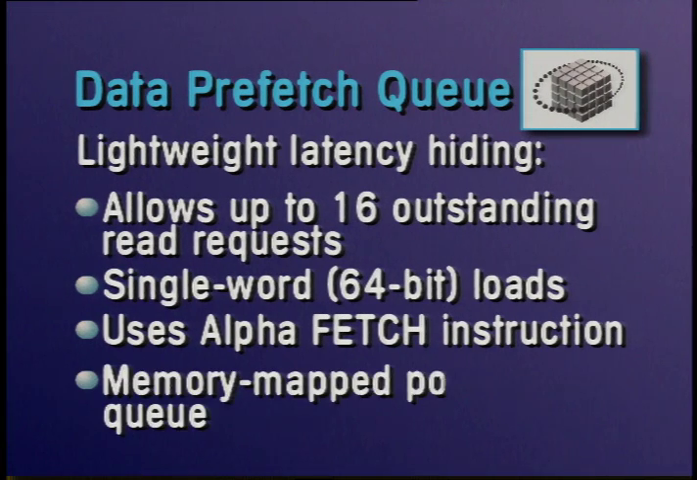Sometime later, the processor can come back and pop the data from the memory-mapped head of the prefetch queue, thereby hiding the latency of the load. If the processor tries to pop the data from the queue before it's returned, the processor will stall until the data arrives. Using the prefetch queue, up to 16 loads can be outstanding at any time. The prefetch queue is turning out to be a very powerful mechanism easily used by the compiler.